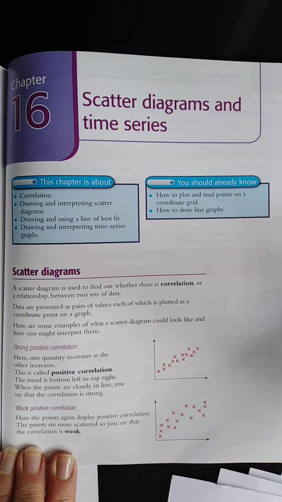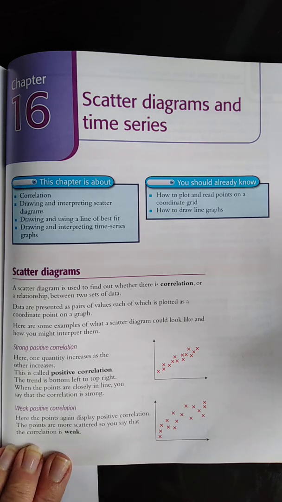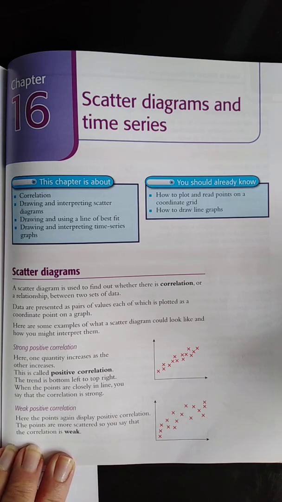In this video we're going to look at scatter diagrams or scatter graphs. A scatter graph is used to find out if there's a correlation or a relationship or a pattern between two sets of data.